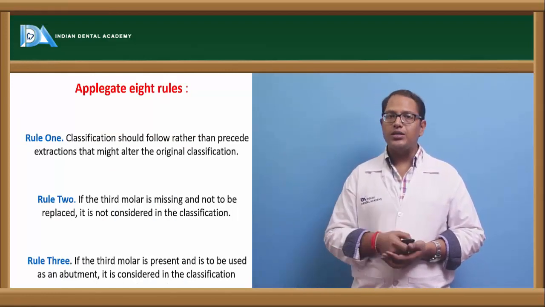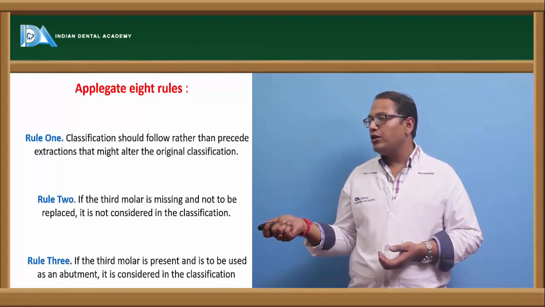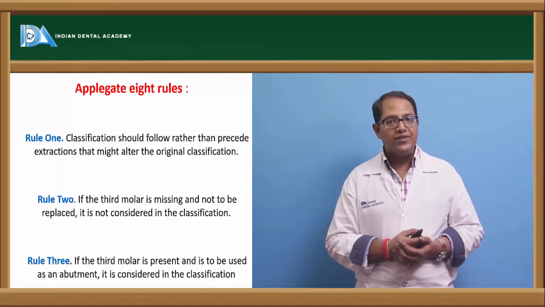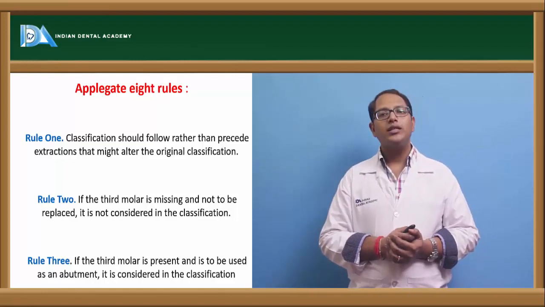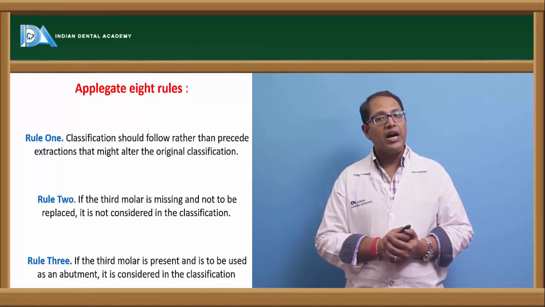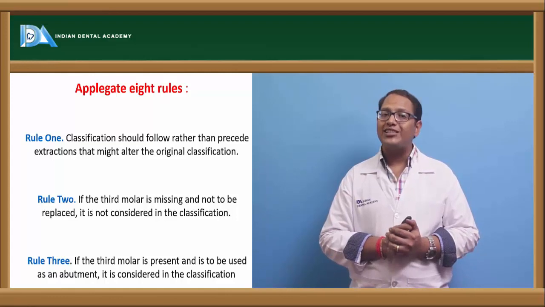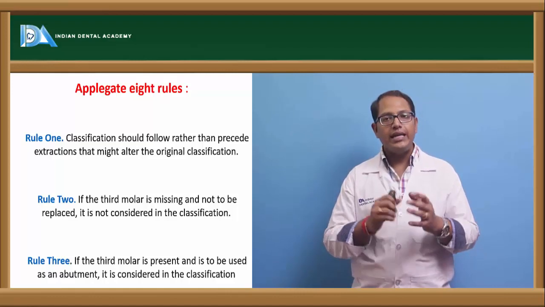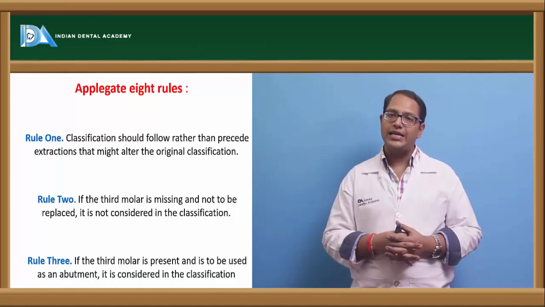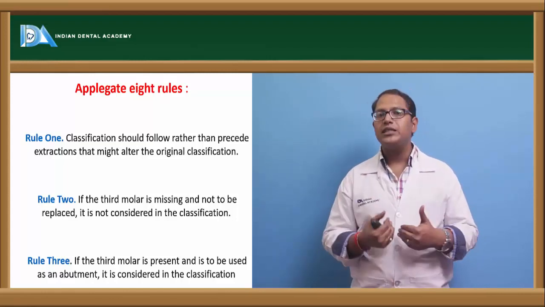Eight rules in order. The first rule says the classification should follow rather than precede extraction. That means the classification of the removable partial denture to be placed in a partially edentulous mouth is to be considered only after extraction of the teeth which we do not want. So the final area that we are seeing, then we have to go for classification. It is not before the extraction; it is always after the extraction.